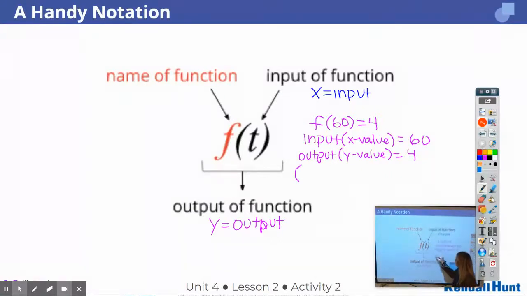This also lets you write it as an ordered pair. So remember, ordered pairs are x comma y. Well, I have an input, I have an output. So I have an x, I have a y. So I can write that as 60 comma 4 and find that spot on a graph.